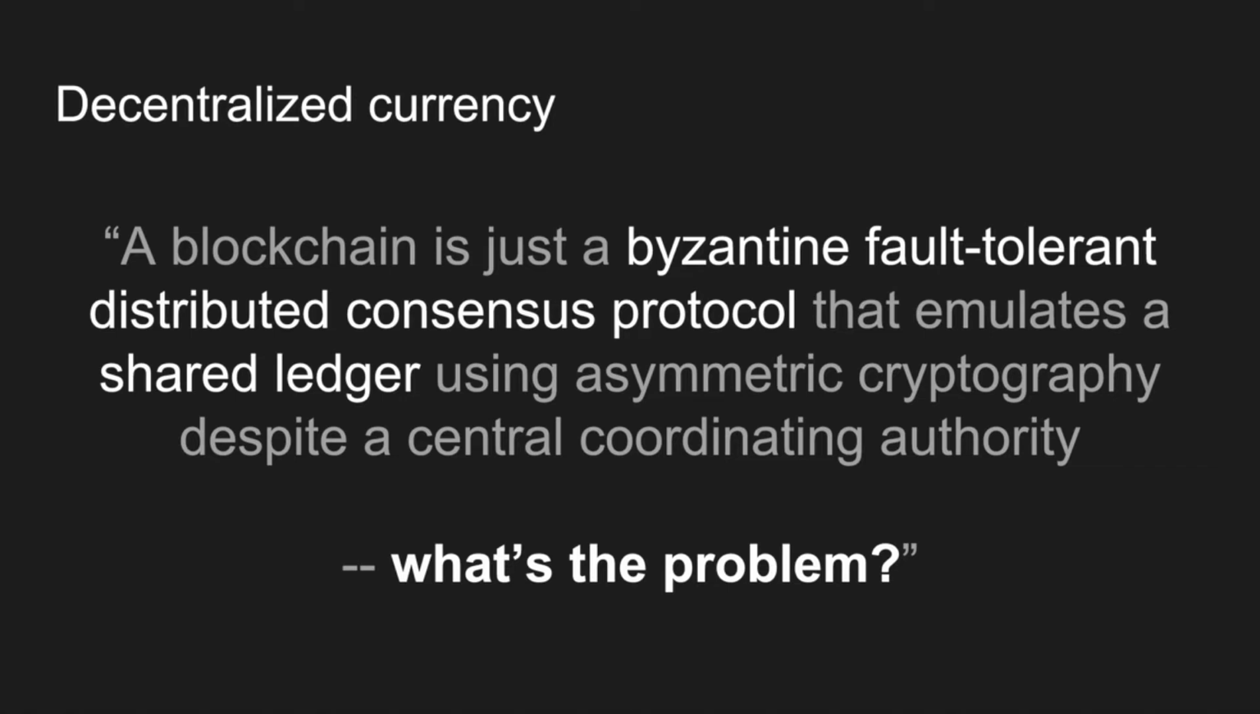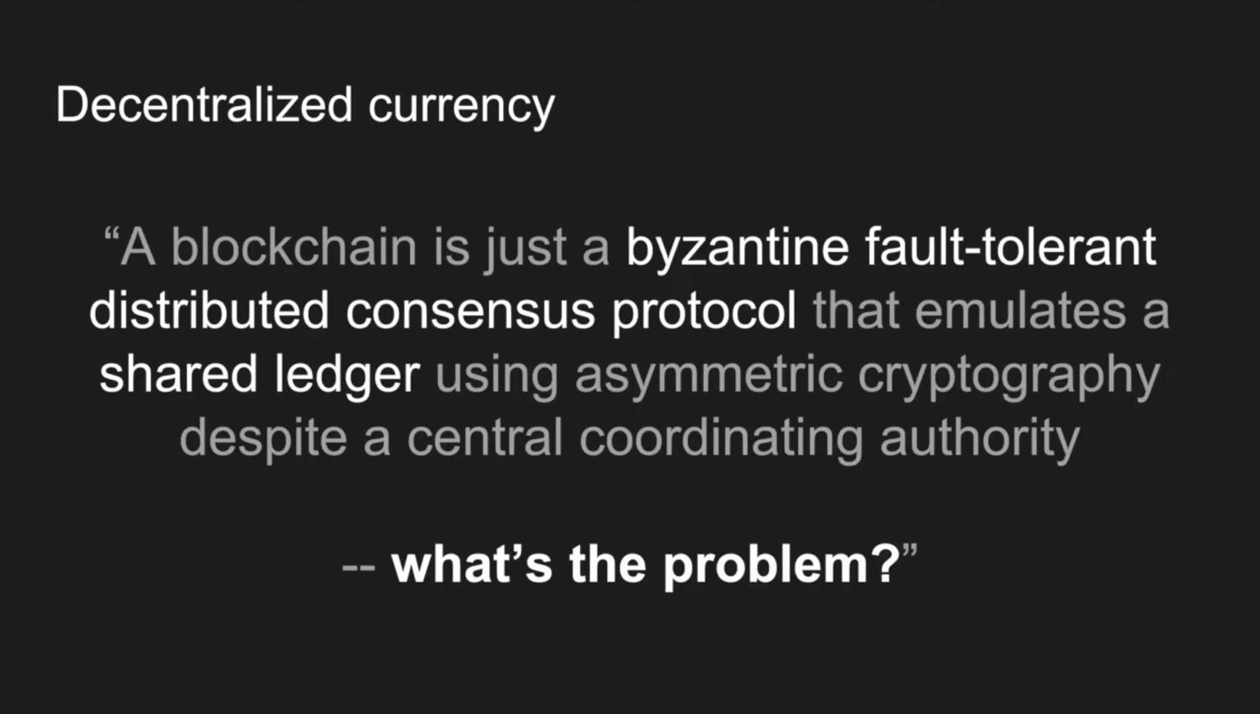So, a decentralized currency. A blockchain is just a Byzantine fault-tolerant distributed consensus protocol that emulates a shared ledger using asymmetric cryptography despite a central coordinating authority. What's the problem? If anyone knows the monad joke, that's the monad joke, but for crypto.